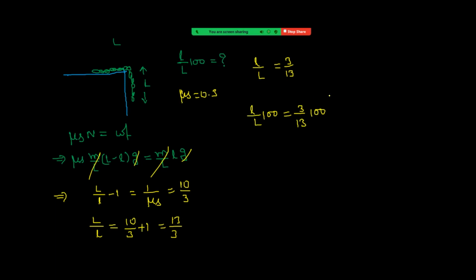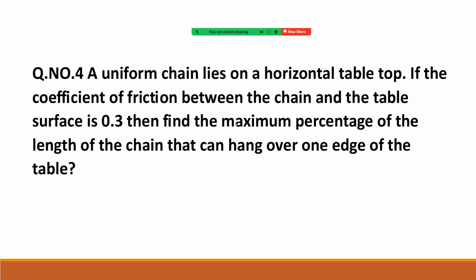So see the key point, what we have taken. The weight of the hanging part of the chain is balanced by limiting friction. Why take limiting? Because it is about to slip, as we are asking for the maximum length of the hanging part. Right. Let us see the next problem.